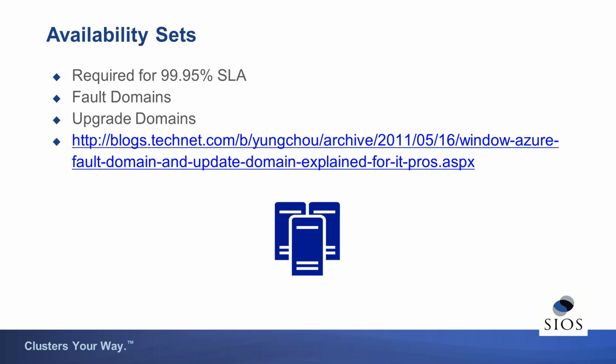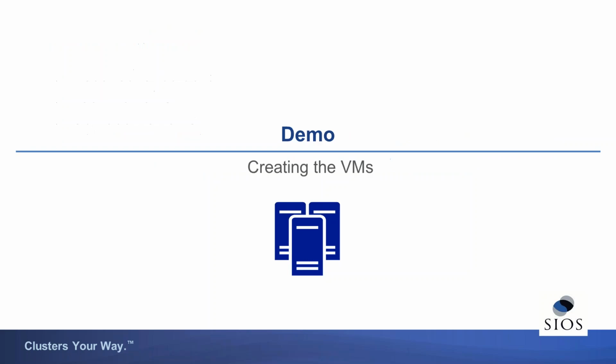Upgrade domains are essentially Microsoft's guarantee that when they're doing planned maintenance, they will only impact 1 upgrade domain at a time. So by putting your instances in an availability set, it spreads the instances across different upgrade domains so that planned maintenance does not bring down your entire cluster. To do that, we'll see in this next demo, we'll choose an availability set and we'll put all of our virtual machines in that same availability set.